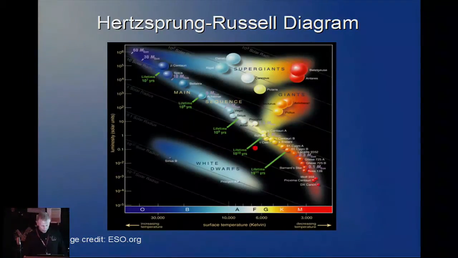Our sun is, where's our sun? I think it's right there. Rigel, we pointed out earlier, is right here. This is Betelgeuse. So they figured out that most stars are on this main sequence, but eventually they'll leave the main sequence as they go through the changes. They'll either go off in this direction, or they'll go off in this direction.